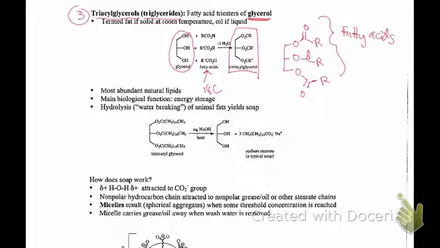These are the most abundant natural lipids. Okay, they're the most abundant natural lipids. The main biological function is they are used for energy storage. All right. So those are 2 things we should definitely highlight and remember. Triacylglycerols are the most abundant natural lipids, and the main biological function is energy storage.